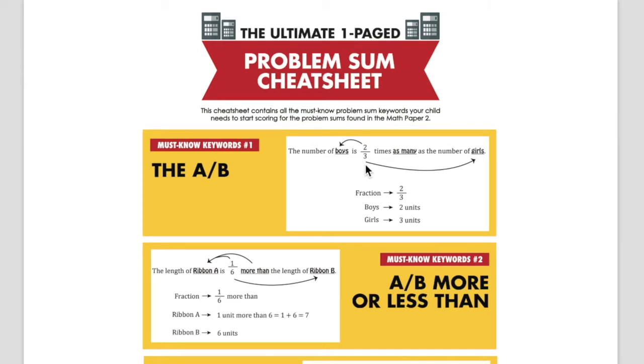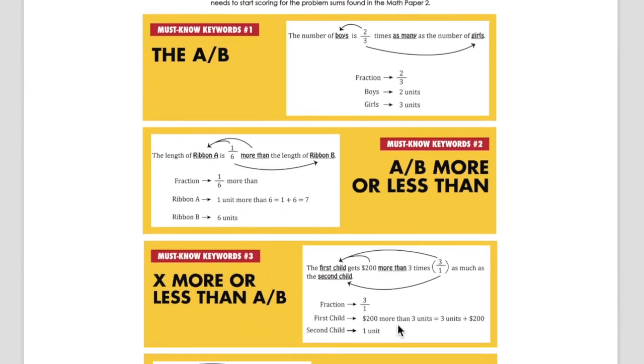What we talked about in the last video was that the first entity, which is the A, refers to the A over here, the numerator, and the second entity, which is the B entity, belongs to the denominator over here, which is the B in the fraction. So in this case, boys is 2 units and the girls are 3 units, right? Very simple. Now we moved on to A over B more or less than, right?